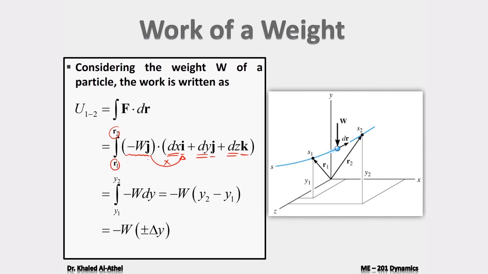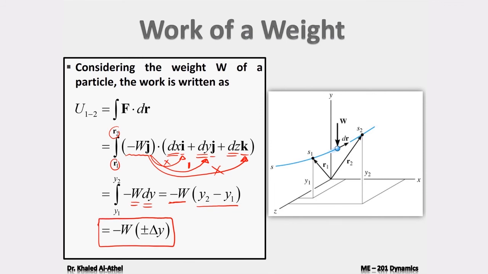Now the dot product j dot i gives me 0. j dot k is also 0. And then j dot j gives me 1. So I end up with W multiplied by dy, and they have the minus from the minus W. So this ends up being minus W multiplied by (y2 minus y1), which is the final elevation minus the initial elevation. So the general equation can be written as minus W delta y.